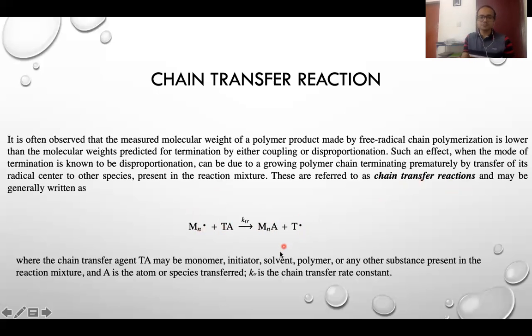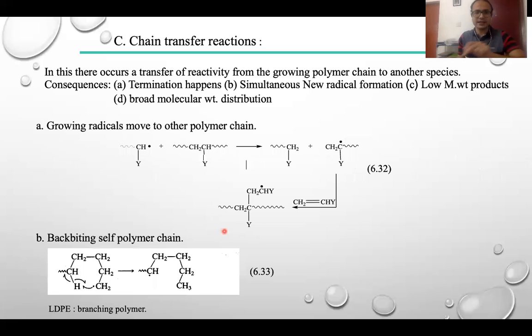And this is the rate constant. We are not going into the kinetics of this particular process, so we are not going into these symbols more, because the kinetics is not in your syllabus. Let us move further into how this transfer can happen and to which species it can transfer. Let's look into that in the next slide.